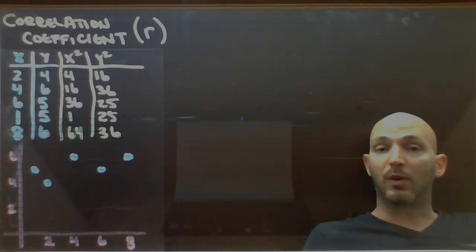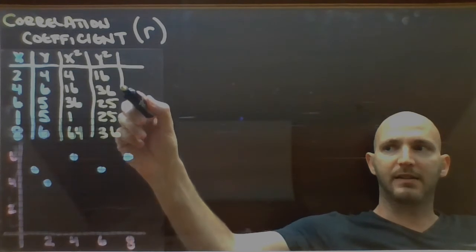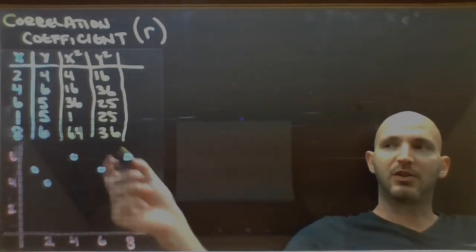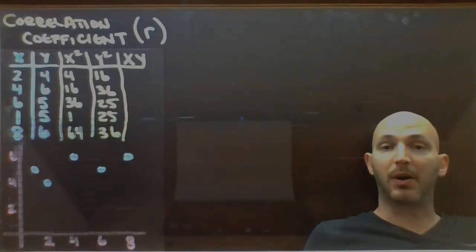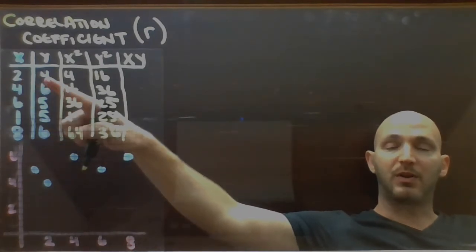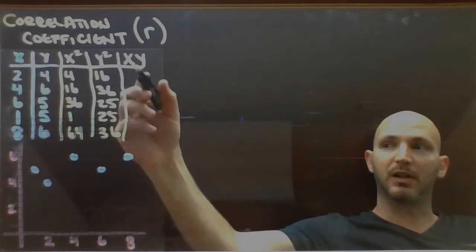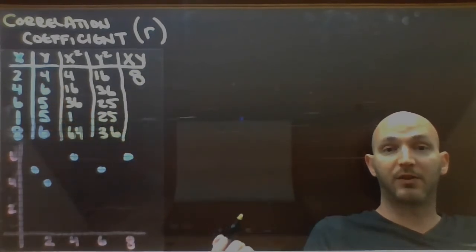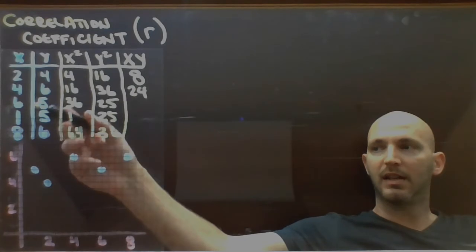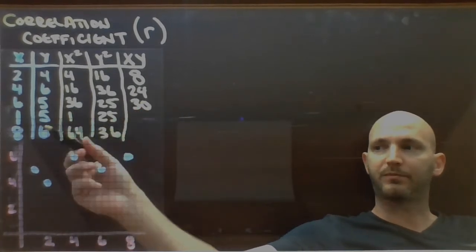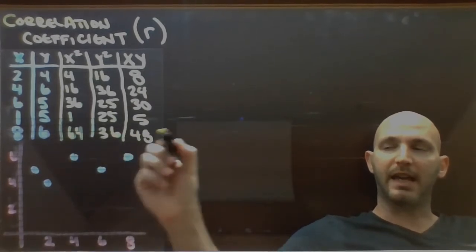And a new quantity that we're going to calculate for the first time today is called the covariance. And the covariance needs to have the value of the x multiplied by the value of its y partner. So in this data point 2, 4, I'm going to take the x value, multiply it by the y value. So 2 times 4 is 8. And then I'm going to have to do that for every single row. So 4 times 6 is 24. 6 times 5 is 30. 1 times 5 is 5. And 8 times 6 is 48.